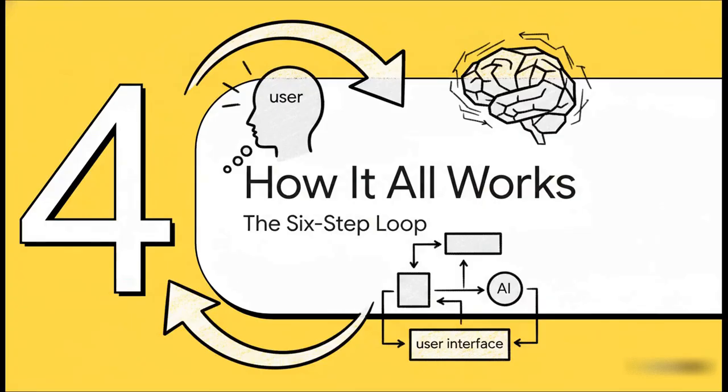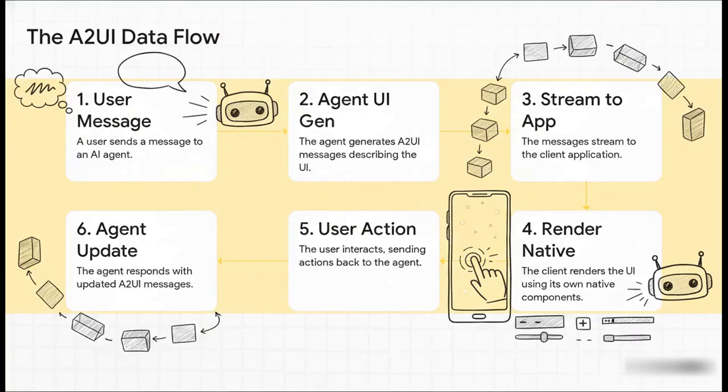So, we've covered the what and the why, but how does it all actually fit together? Let's quickly walk through how this conversation between you, the AI, and the interface actually plays out. It's really just a simple 6-step loop. It all kicks off when you send a message. The agent then starts generating these A2UI messages that describe the interface. Those messages stream to your app, which turns them into the buttons and forms you can see.